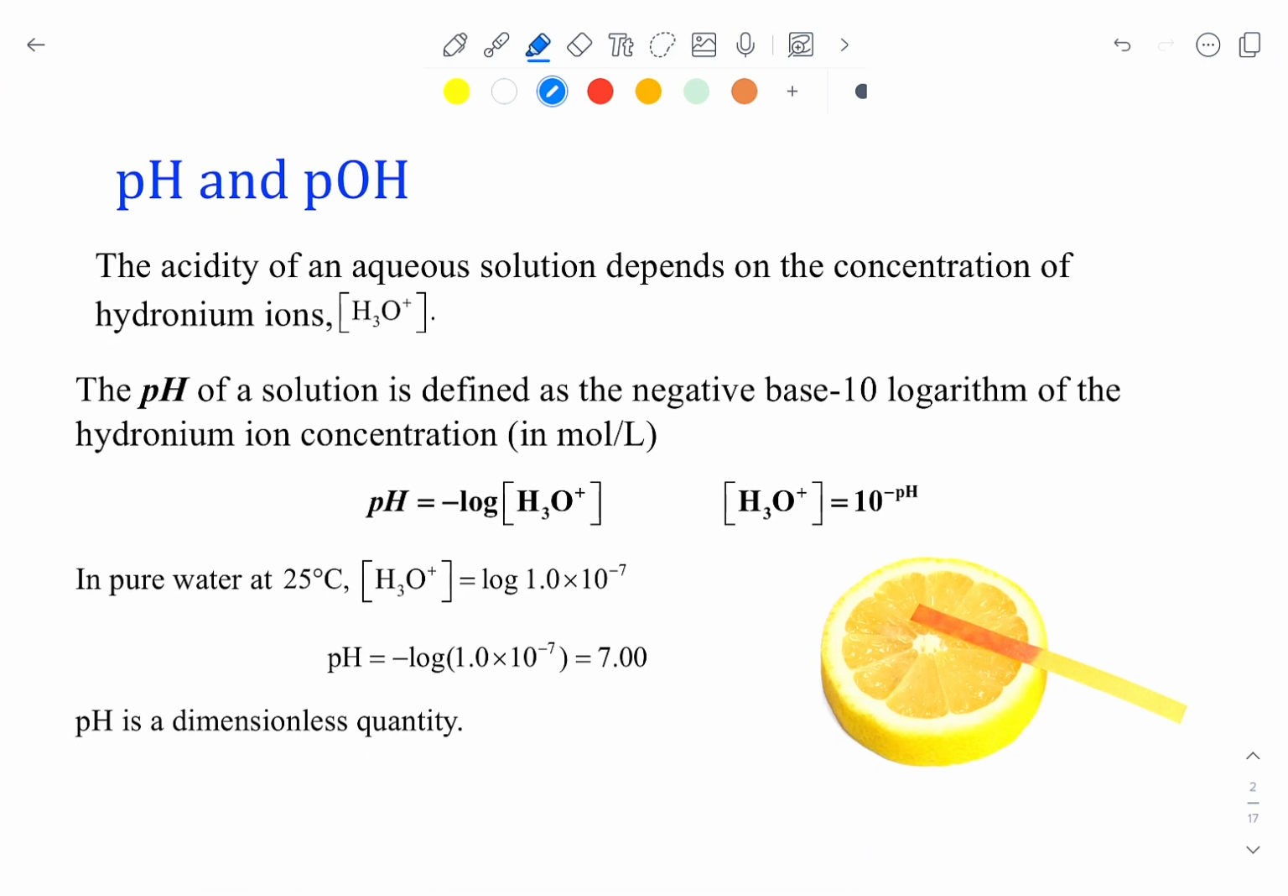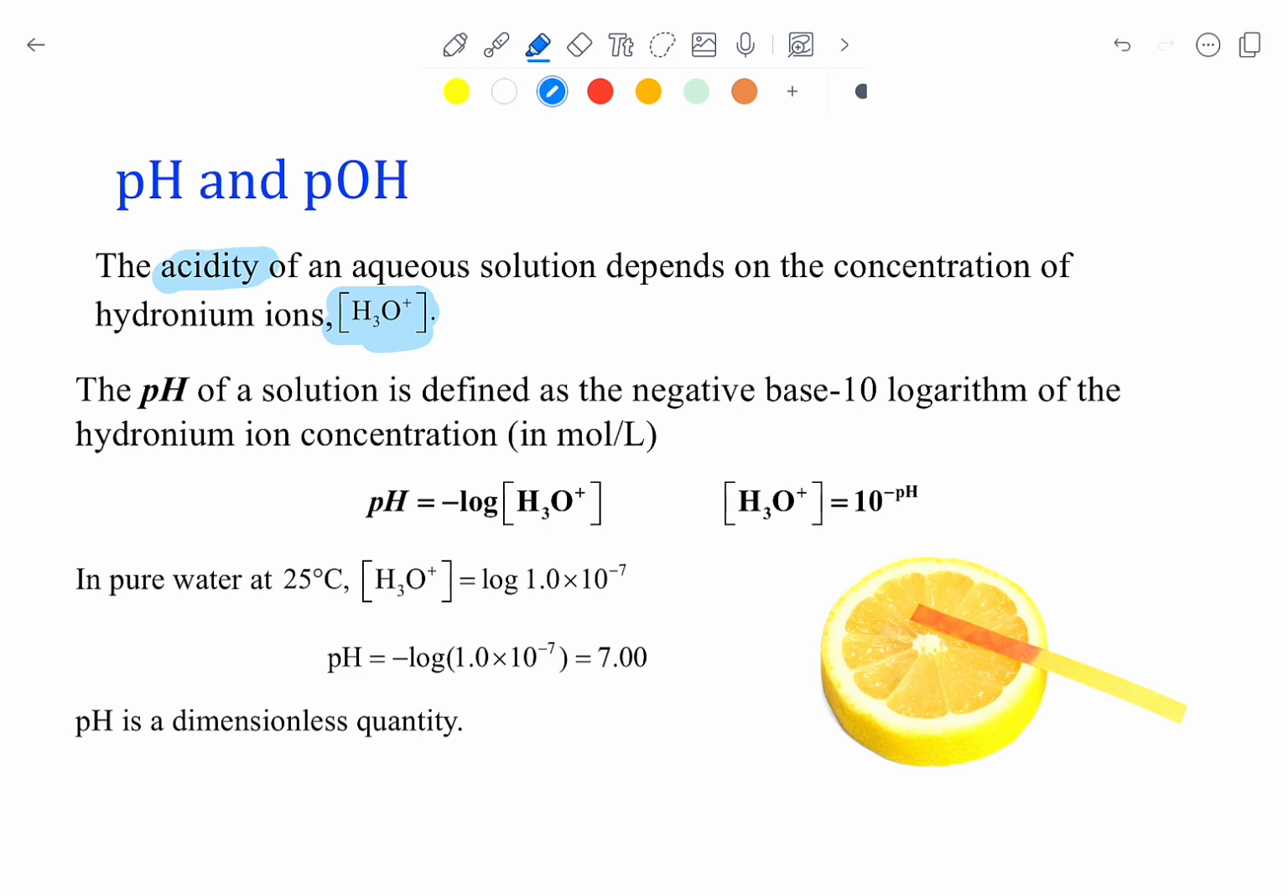The acidity of an aqueous solution depends only on the concentration of those hydronium ions, so the H3O plus concentration, because H3O plus means acidity. So we can quantify how acidic something is via the pH. So the pH of a solution is defined as the negative base 10 logarithm of the hydronium ion concentration, as long as that concentration is in units of moles per liter, which is our typical concentration unit.